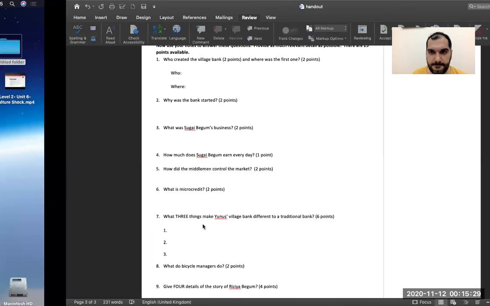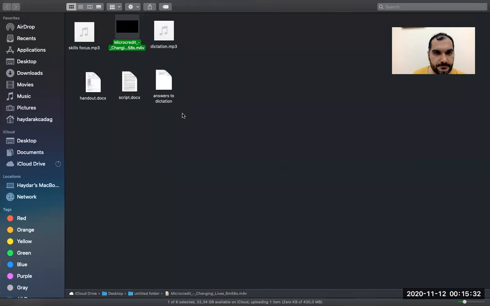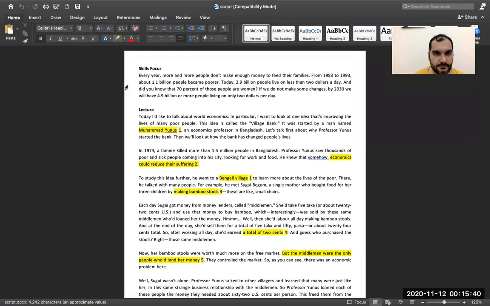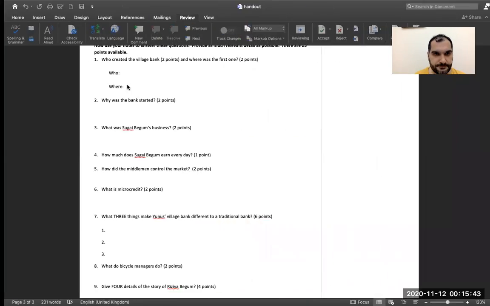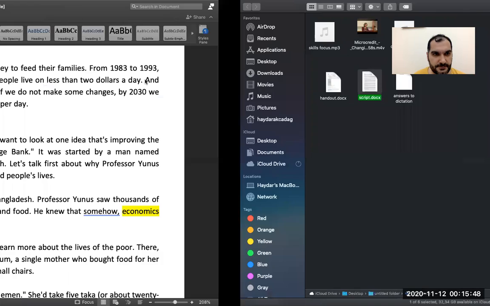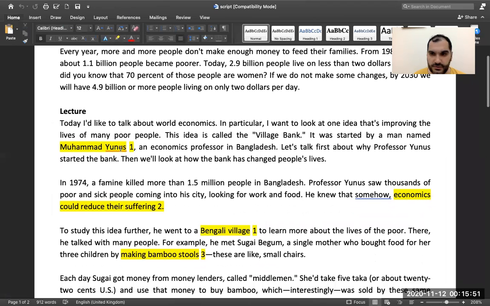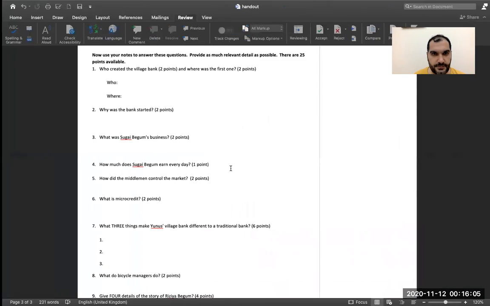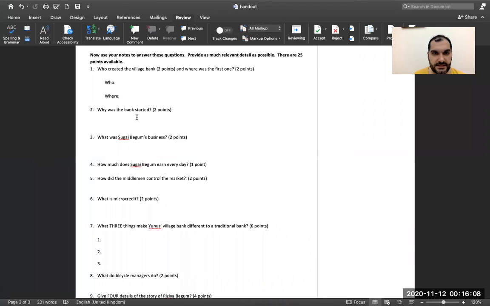Now let's see the answers. The first question, who created the bank and where was the first one? Muhammad Yunus, the professor, created the village bank, and the first branch of the village bank was located in a Bengali village.